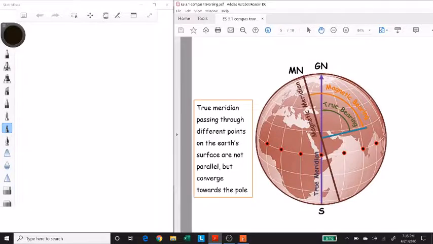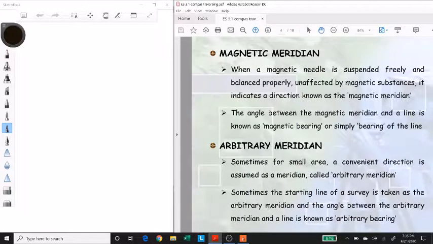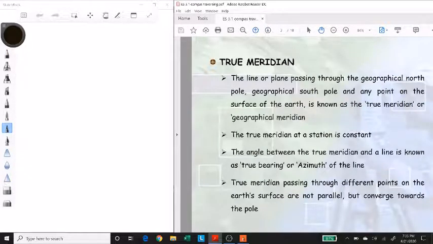Now, if we talk about the true meridian, it is a line passing through the geographical north, geographical south, and any point on the surface of the earth. That is called the true meridian, and it is constant at a station. And the angle between the true meridian and the line is called the true bearing or azimuth of the line.